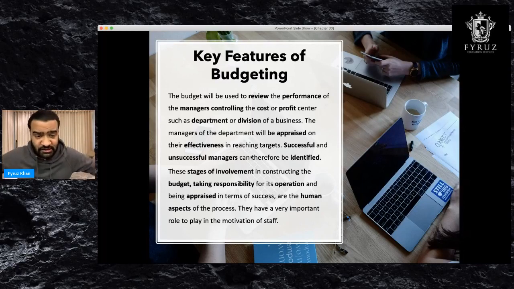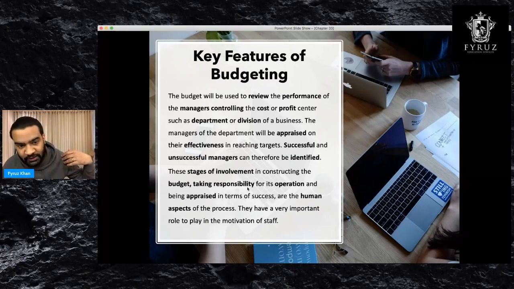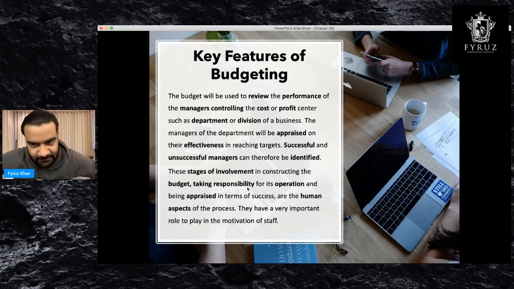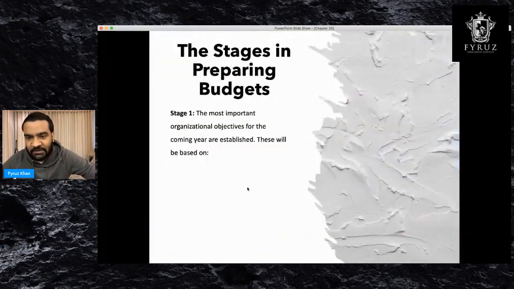And the managers who do well can be appraised, they can be given promotion, they can be given more responsibility, they can be praised. So all those things can be done. Unsuccessful managers could be replaced. If someone has not fulfilled the objective or criteria, they could be replaced, or they could be given more training, or they could be shown how things are done, right? So yeah, keep that in mind.